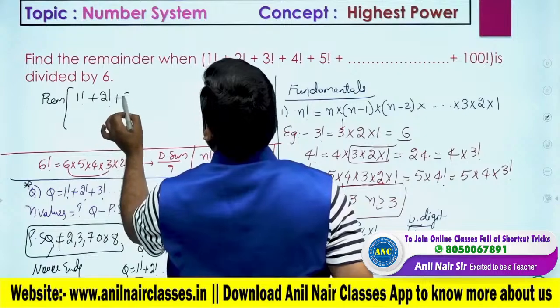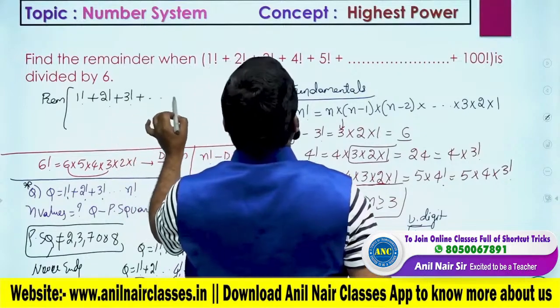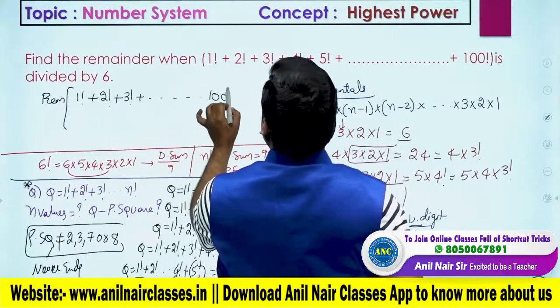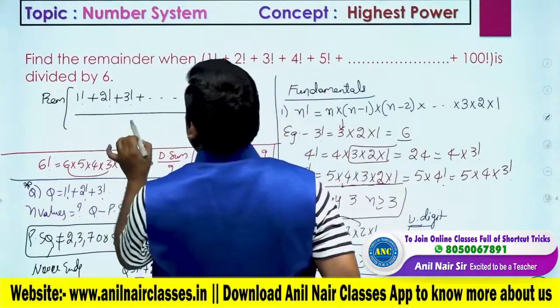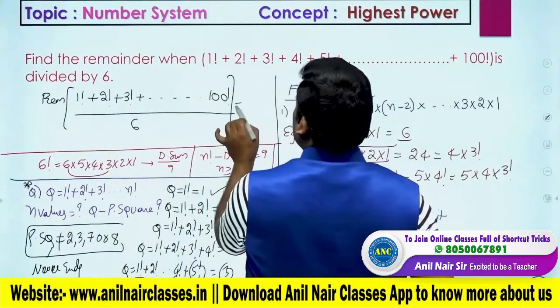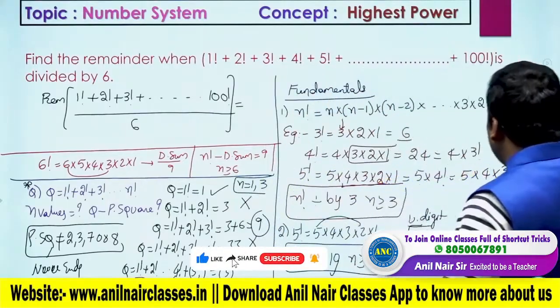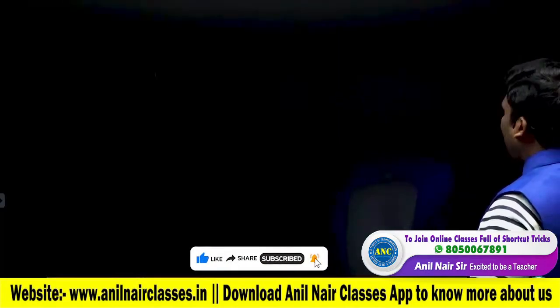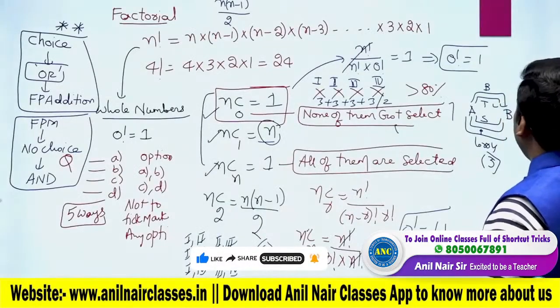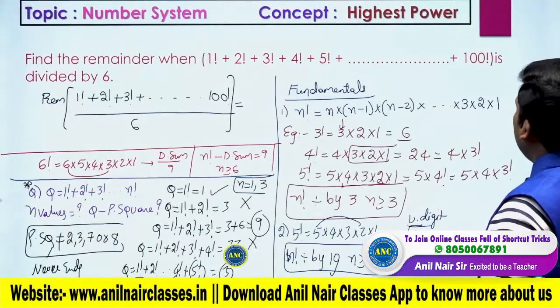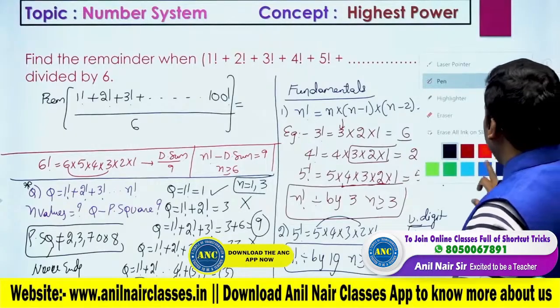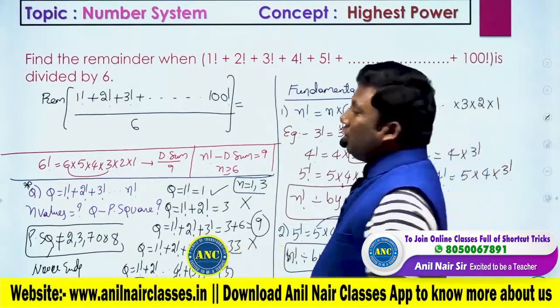1 factorial plus 2 factorial, 3 factorial and so on up to 100 factorial. It is divided by 6. 3 factorial onwards, 3 factorial it is divisible by 6. 3 into 2 into 1.